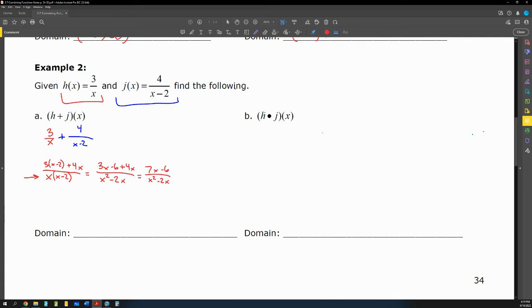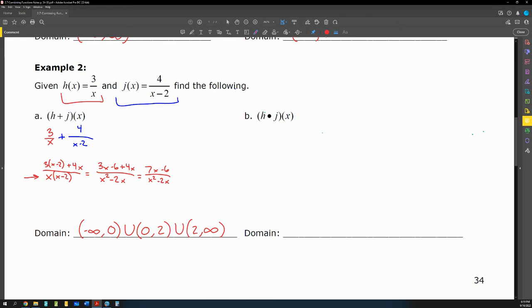So our domain is from negative infinity to 0, and we don't want to include 0. And then union 0 to 2, we don't want to include 2. And then union 2 to infinity. Okay, so all real numbers except for 0 and 2.